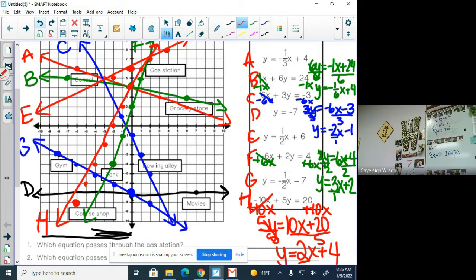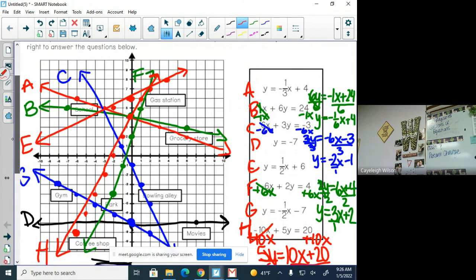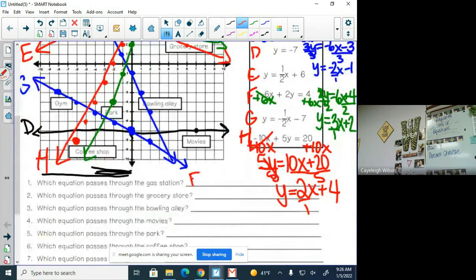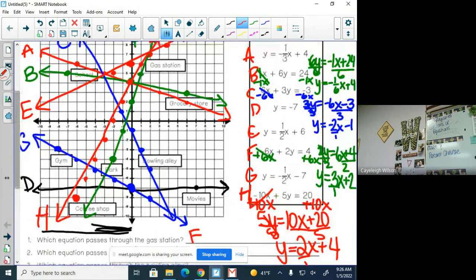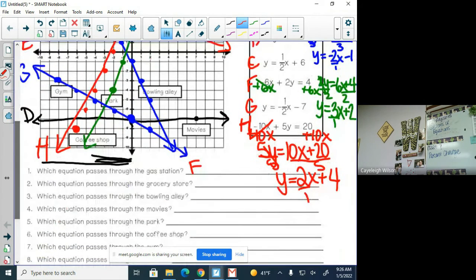The green one, which we labeled as F. So I just write F there. Or you could have written 6x plus 2y equals 4. All right, which line goes through the grocery store? The grocery store is right there, which was B, the x plus 6y equals 24.